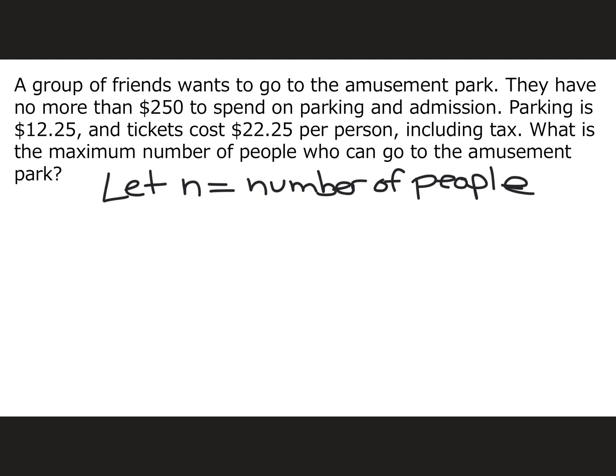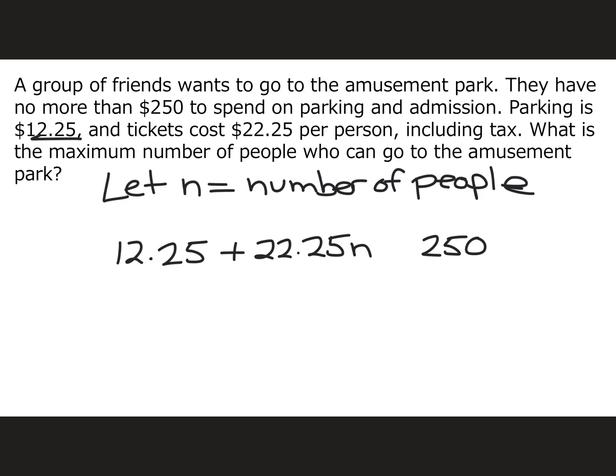All right. And let's see. If that's my number of people, then I have parking. That's a one-time fee. I don't do that per person, so I'm going to do my parking plus $22.25 per person. So that's my multiplication. And then my $250. So it says they have no more than. Well, that means that it can't be greater than because it's no more than. So it's less than, but can it equal? Can we have something equal to 250? Yeah, absolutely. So that's what no more than looks like.